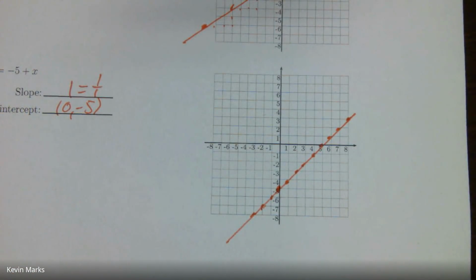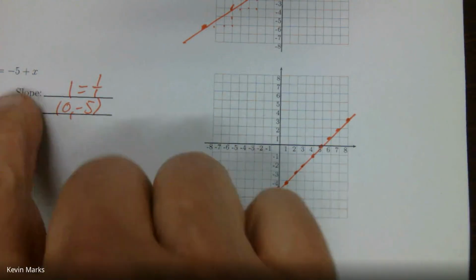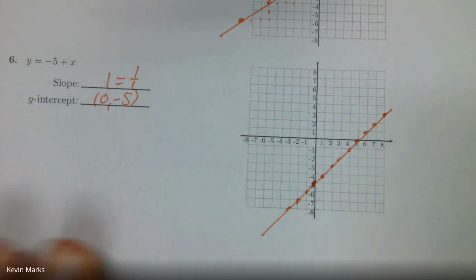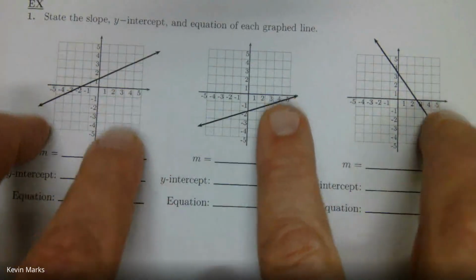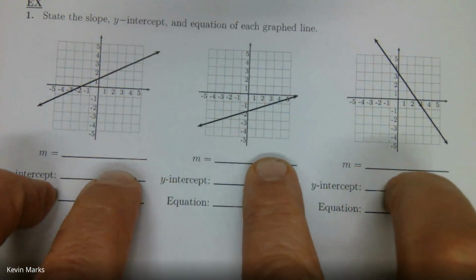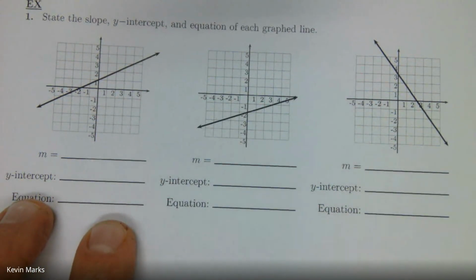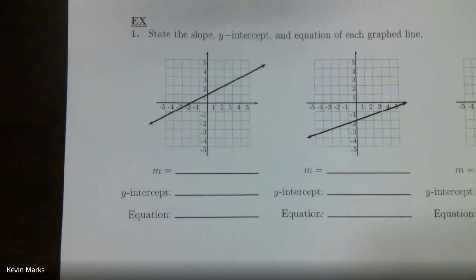Right? Okay. So if you're given the equation, you should be able to read off the slope, read off the y-intercept, and then graph it. All right. What if I wanted to go the other way? Now you're given the graph and you want to read off the slope, read off the y-intercept, and then come up with the equation. It's the exact opposite. Okay.